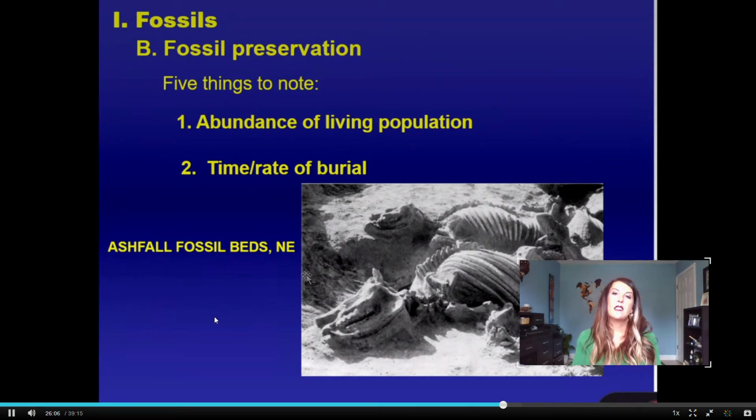So you find several different types of rhinos, and you find small rabbit type creatures, and there were very short horses called Eohippus horses that were buried within the fossil beds. So again, the time and rate of burial was very quick, and so the fossil preservation is fantastic.